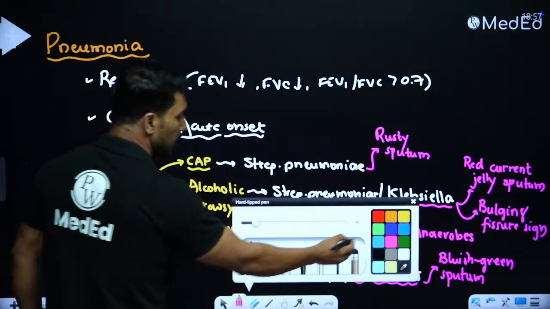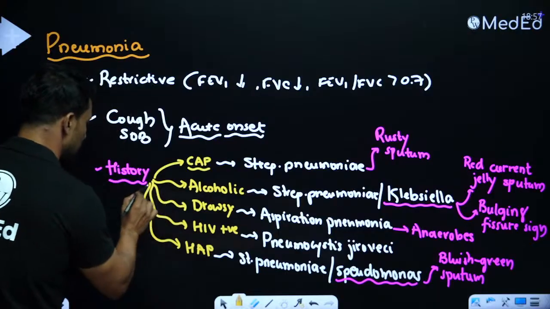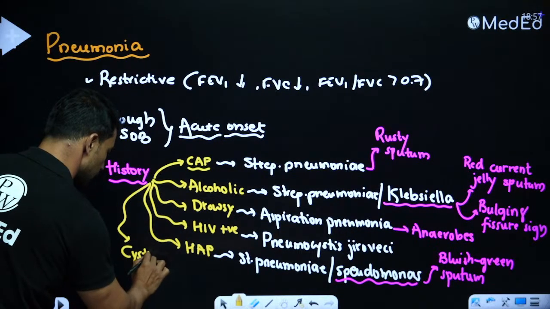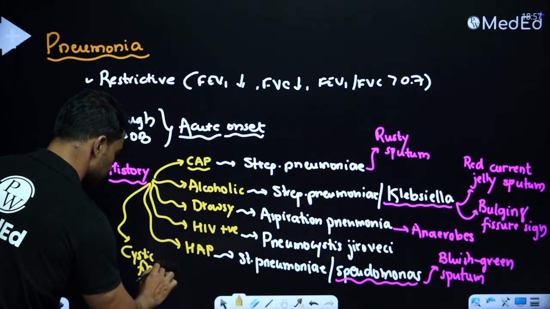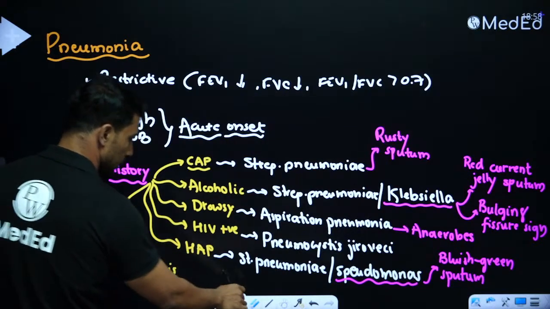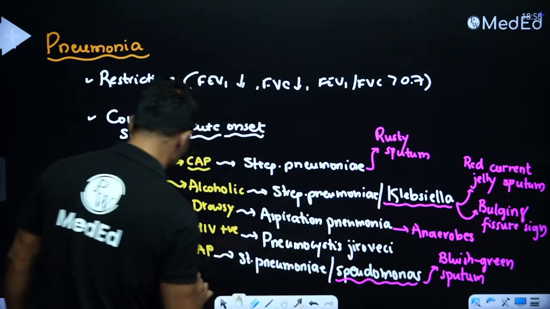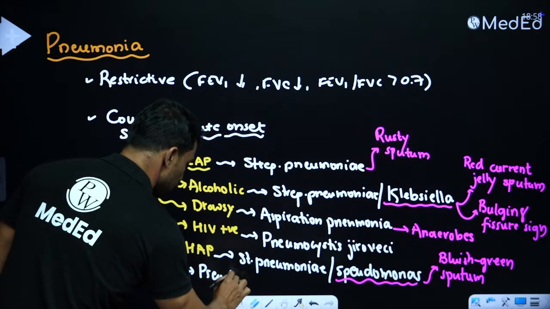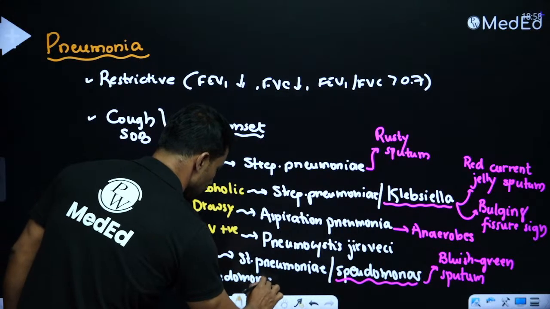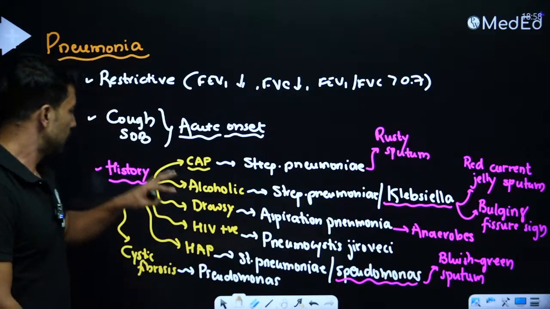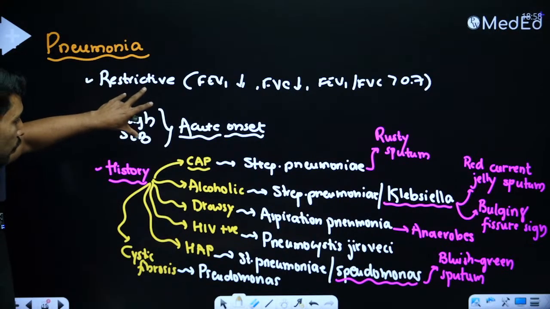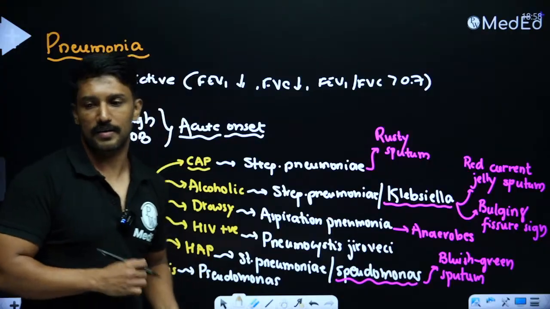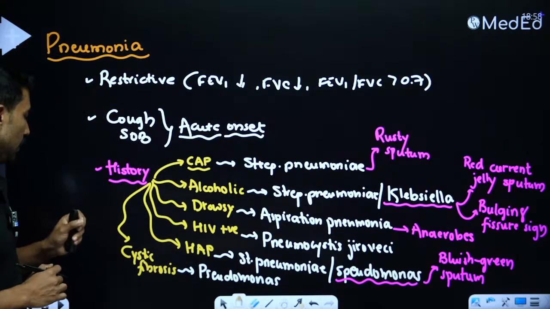Okay. Similarly, in the history, if they mention that the patient is a known case of cystic fibrosis, again, what is the most common cause for respiratory infections in patients with cystic fibrosis? It is again going to be Pseudomonas. So history is not only about acute onset cough, but there may be other pointers to think of specific organisms in clinically oriented questions.